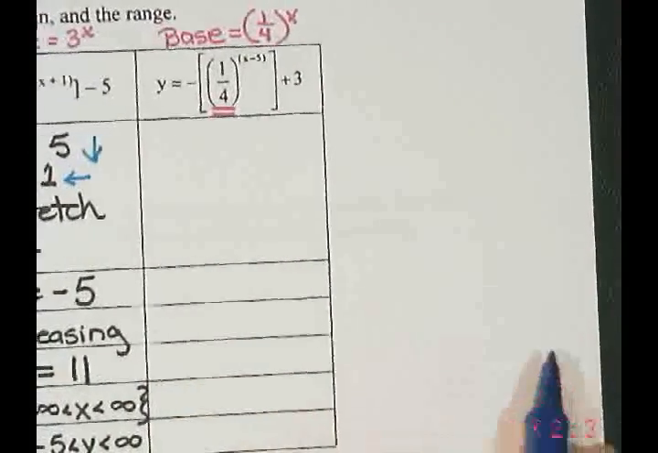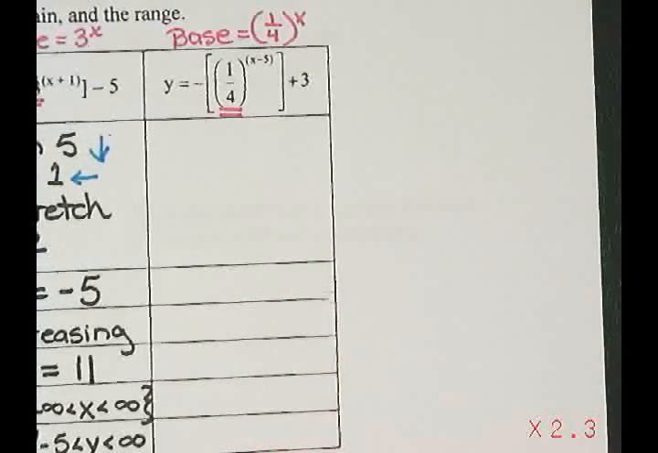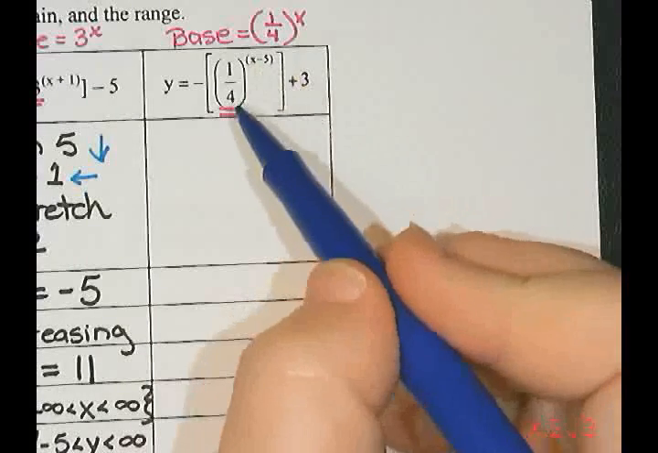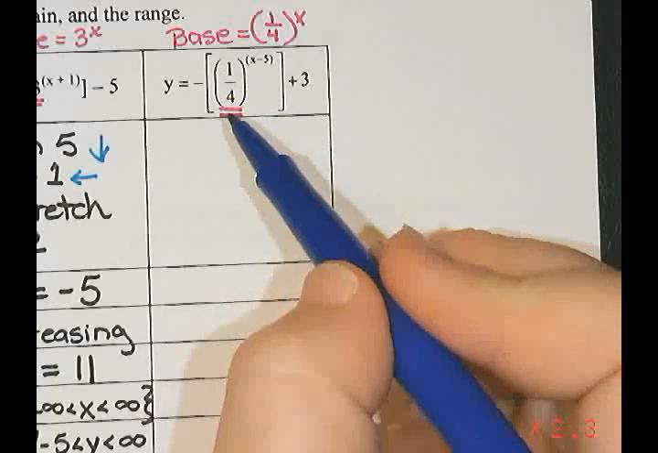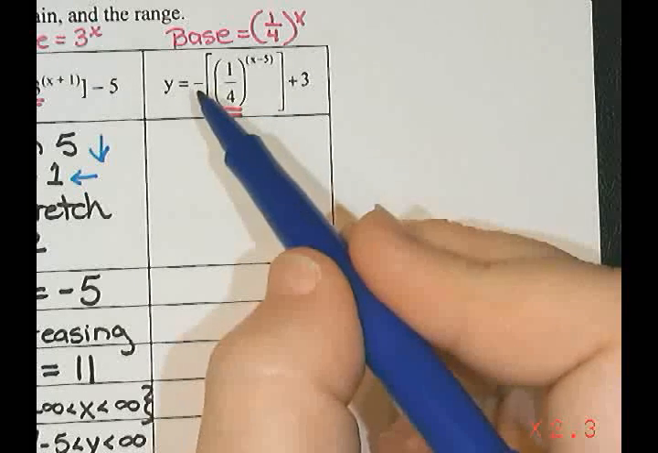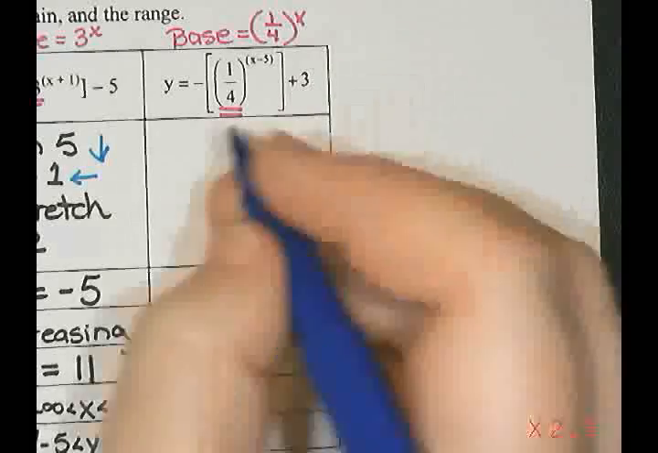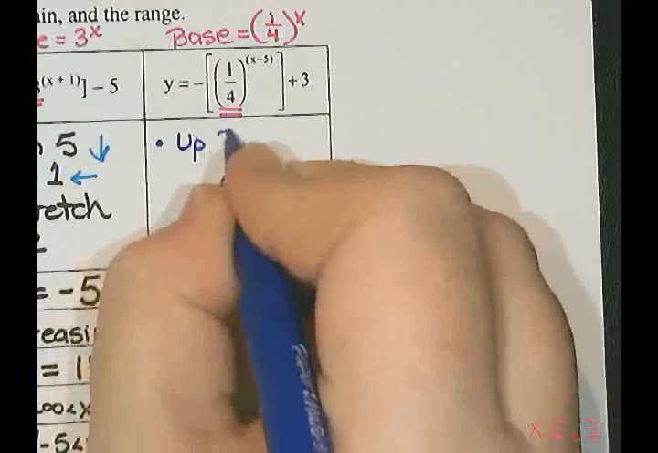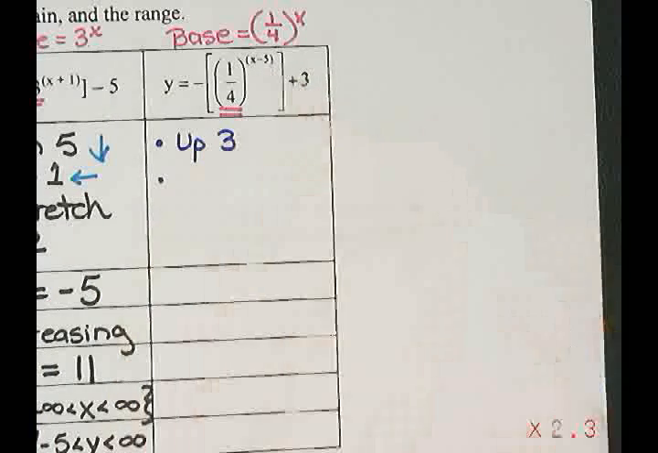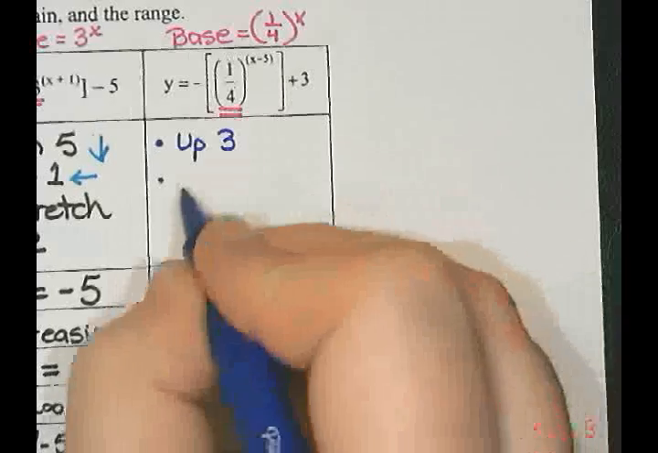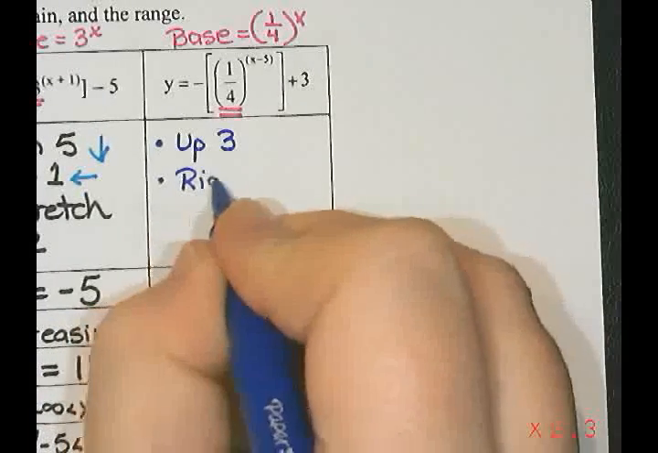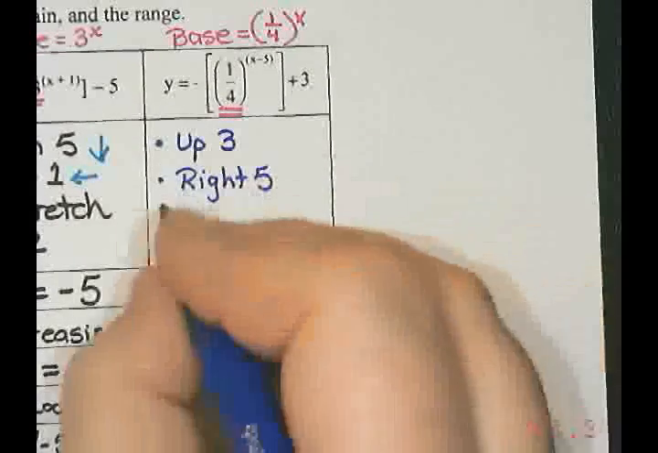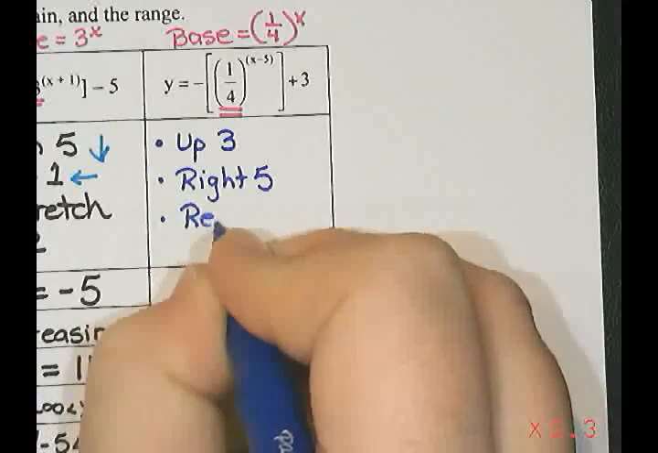All right, the next thing we do is we try to list all of our transformations. So I see that I have a plus 3, a minus 5. The 1/4 is not a transformation, it's the base. And I have this little negative hiding out in front. So the plus 3 at the end is going to take our graph and move it up 3. That minus 5 inside the bracket is going to take our graph and move it right 5. And then that negative in front indicates that this is a reflection, so the graph is going to be upside down.